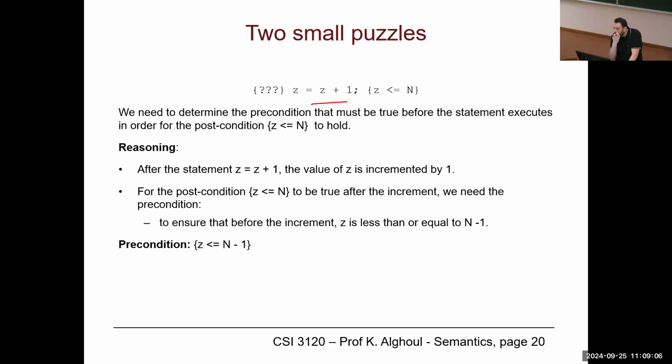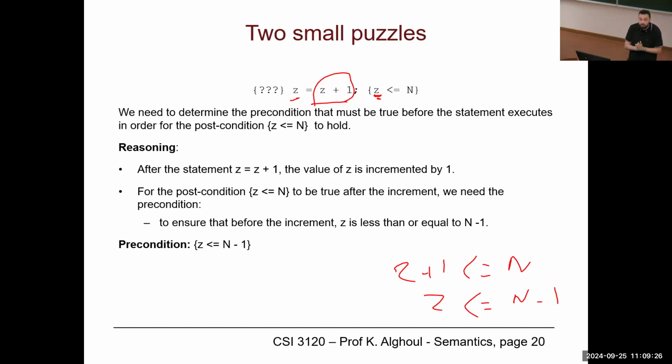Okay, so what is the formal way to do it? It's like Benjamin said in the beginning, that's the best way. I have Z here, I have Z here, correct? So I'm going to replace this Z by this. I say Z plus 1, for example, less or equal than N. So Z is less or equal than N minus 1. So that's the easiest way usually to get the weakest precondition, even though if I write, let's say, Z less or equal than N minus 2 or minus 3, it is going to work.